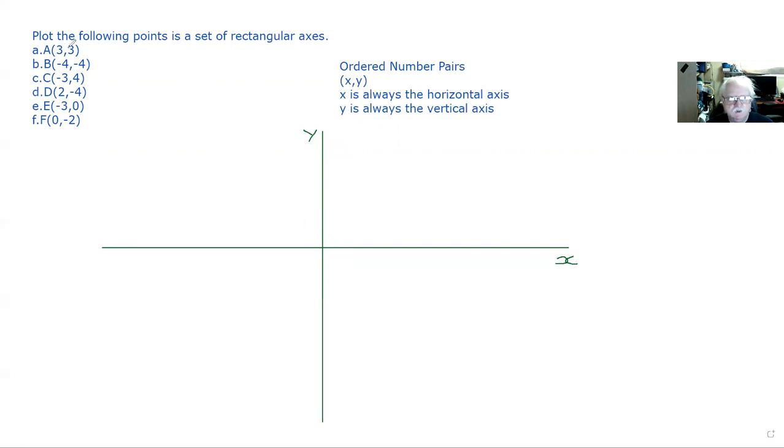So A here, we have 3 and 3, meaning we've got to go 1, 2, 3 on the x-axis, and 1, 2, 3 on the y-axis. And then depending on whether we're working on graph paper, how careful we can be, we got to find that point. So that's the point represented by the ordered number pair, 3 and 3.